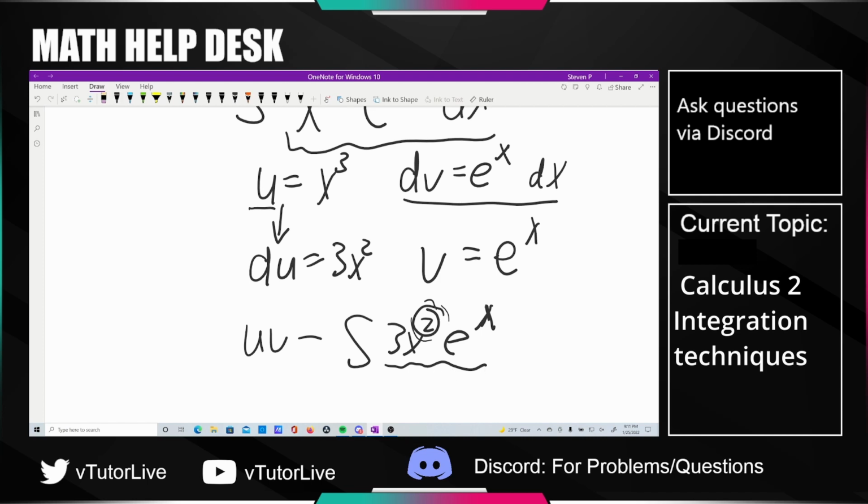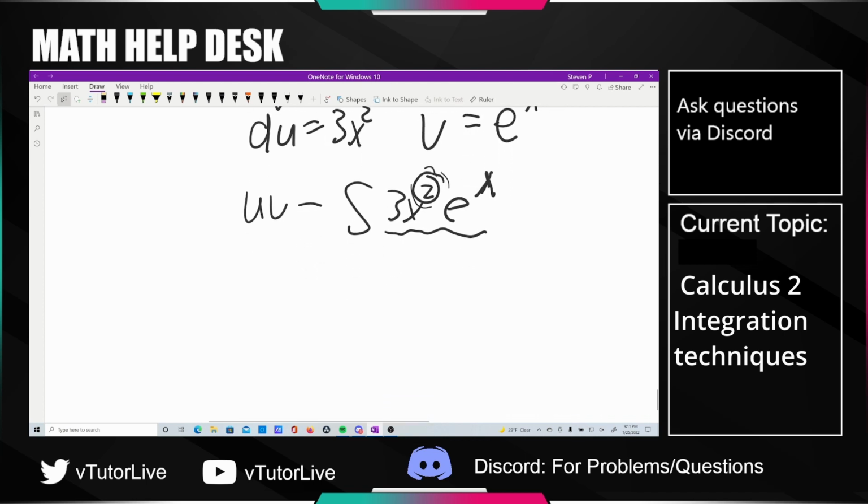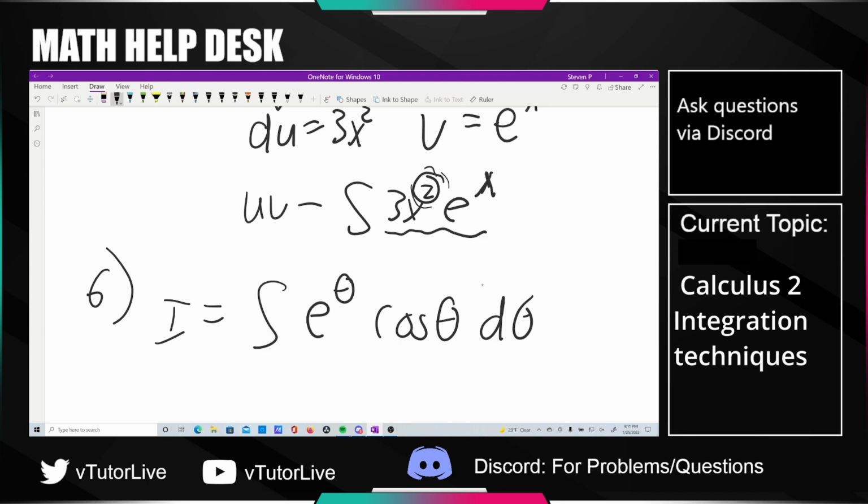There are also other examples of times when you have to integrate multiple times with a slightly different technique, but we'll get to that pretty soon. In fact, we're going to get to that now. The idea for number 6 is I is equal to some integral, and let's just call it e to the theta cosine theta d theta. I think this problem has maybe a negative sign here and maybe a coefficient in front of the theta. But those don't really matter.